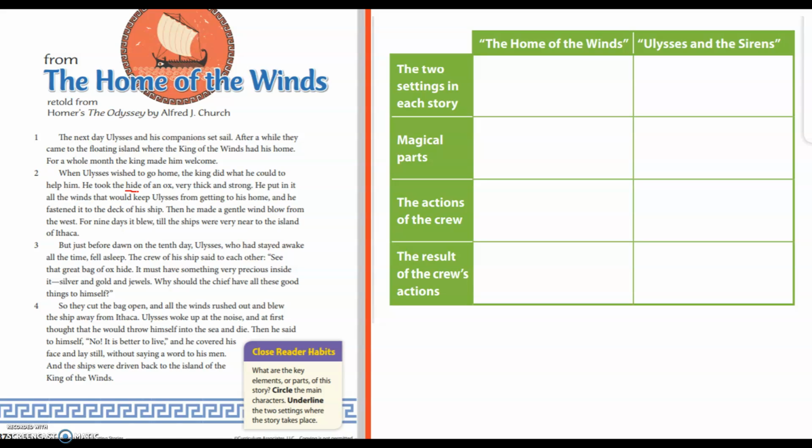So, what was the setting in the Home of the Winds? They're at a floating island, and then they're also on the ship. The magical part of this story was a bag of wind. What did the crew do? What were the actions of the crew?